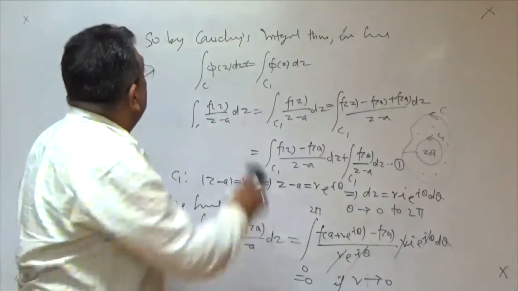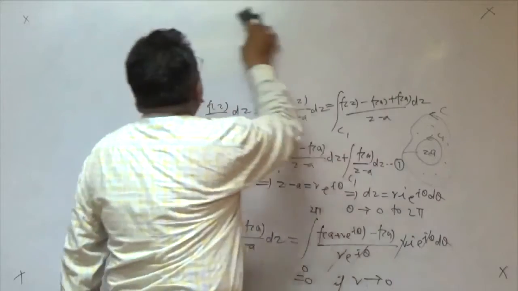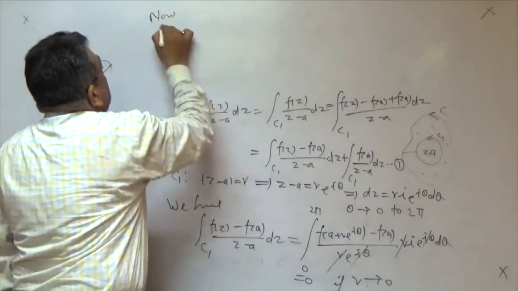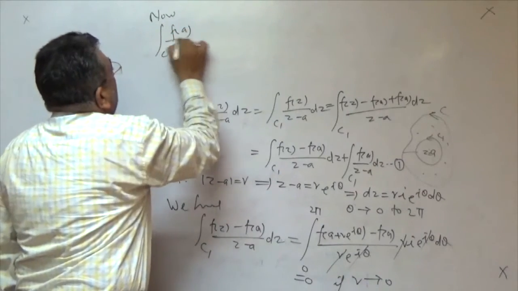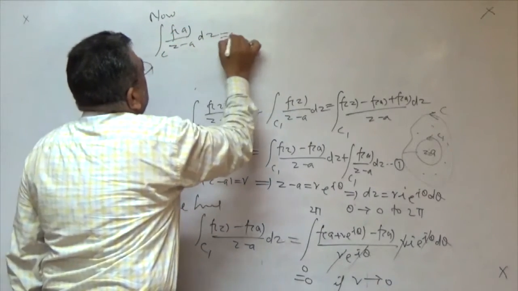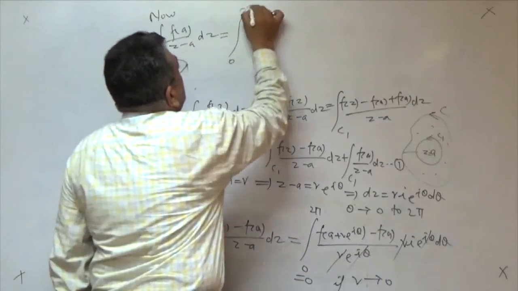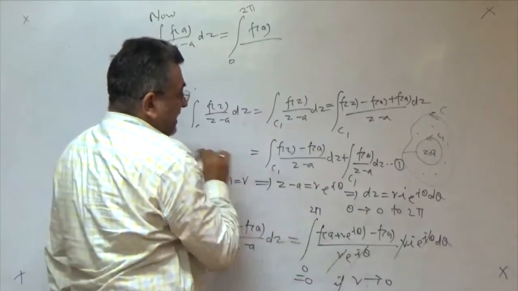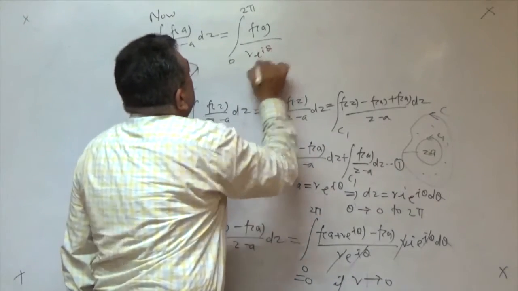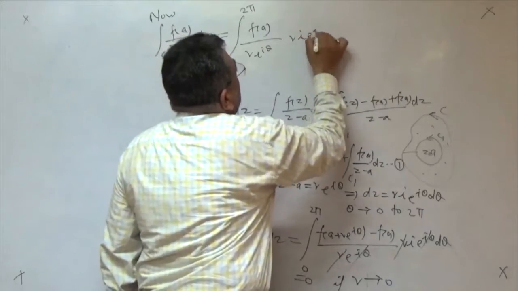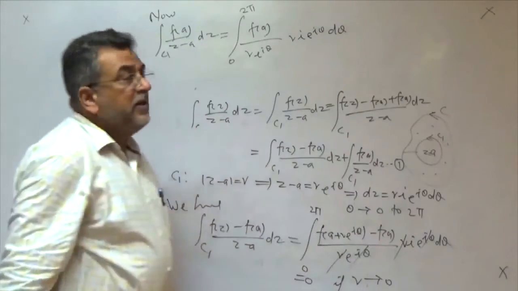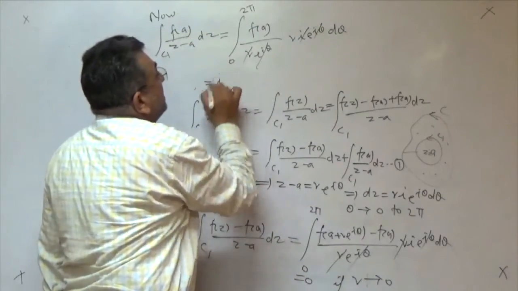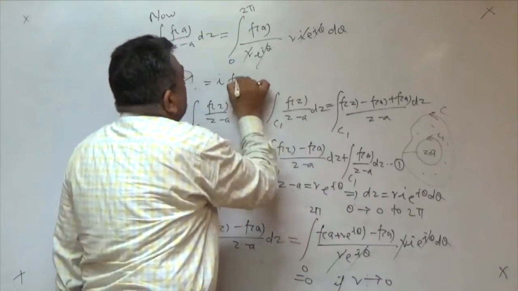Now similarly you can calculate the second integral of the right hand side of equation 1. Now the integral over C1 of f(a) upon (z minus a) dz. Again for C1, this is the integral from 0 to 2 pi. f(a) is a constant value. z minus a is given by this circle, r e^(i theta). dz is r i e^(i theta) d theta. Here r is again cancelled out, e^(i theta) is cancelled out. i is constant and f(a) is constant.